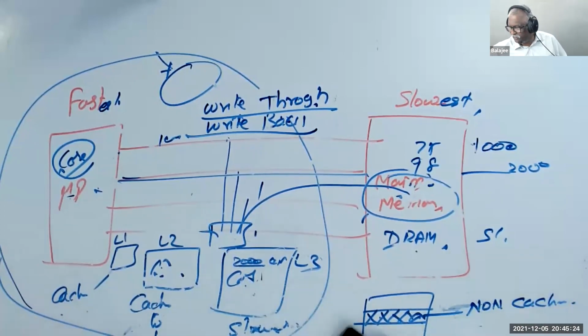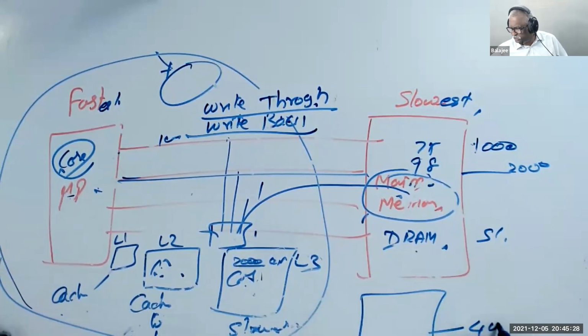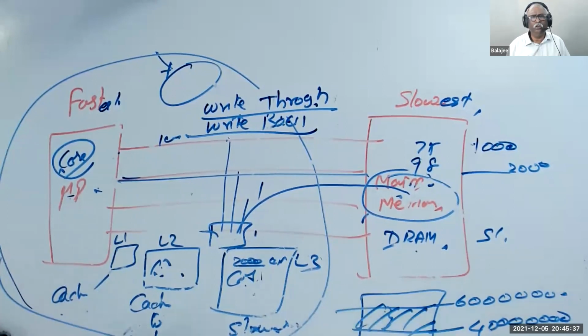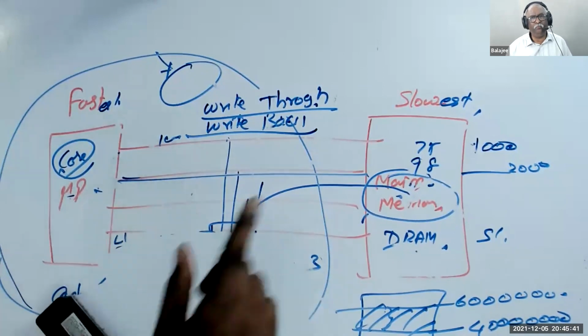You know that they have given a memory map. The memory map they have given from 4000 to 6000. This range is non-cacheable. So whatever you write, it will not be in the cache. That will go in directly.